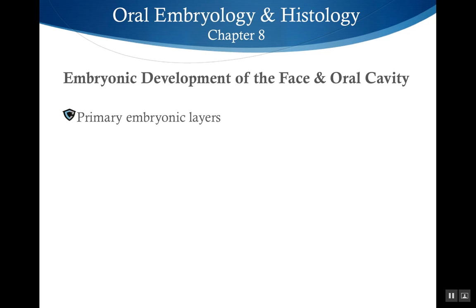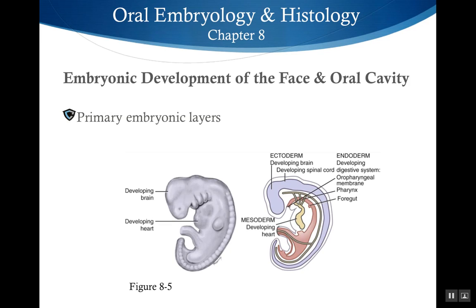All right, so during the 3rd week of development, the cells of the embryo form 3 primary embryonic layers, okay? And those are, as you can see here in this figure, the ectoderm, the mesoderm, and the endoderm. Now, the cells within each layer multiply and differentiate into specialized cells that are needed to form the organs and the tissues of the body. So you can see that the brain develops from the ectoderm, the heart develops from the mesoderm, and the digestive system develops from the endoderm.